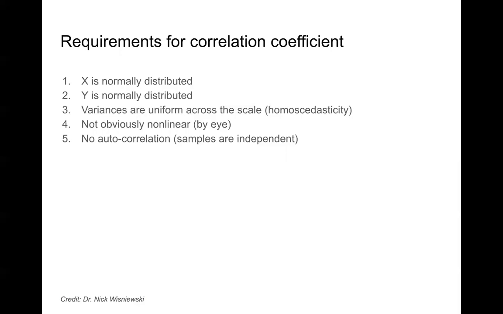And then no autocorrelation means your samples are independent. So you can't take the hourly data from the stock market and show correlation, because one price is obviously linked to the price 5 seconds ago. They're not independent. You have a really high correlation, but you can't tell anything about the stock. So only independent samples count towards your power. Those are the 5 rules. We're not going to get to break any of them, but you should know it.